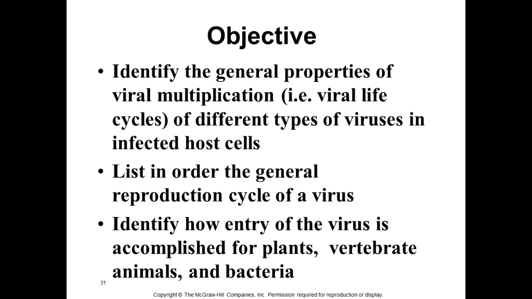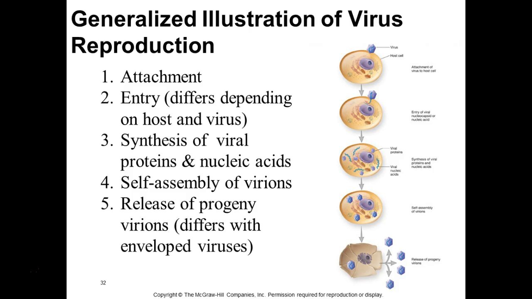And then identify how viruses accomplish entry into plants, vertebrate animals, and bacteria. Because that's one of the key differences in this cycle, the entry point. How do they get in? Or what gets in? So for general purposes, the very first thing that has to happen for all viruses is they must attach to the cell they're going to infect. And then entry has to happen.